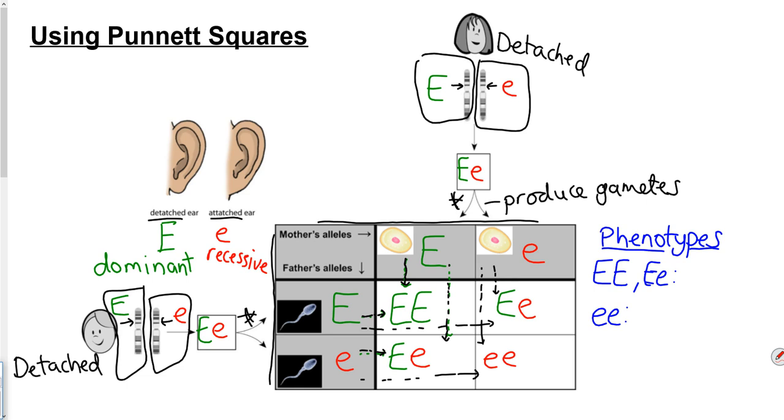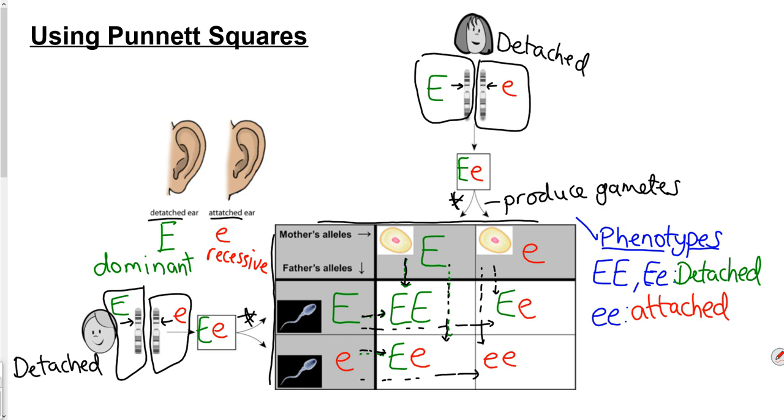In the example shown below, the genotypes big E big E and big E little e will both produce the phenotype of detached earlobes. So we need to identify this clearly in our answer. In this example, the genotype little e little e will produce attached earlobes. It is the only genotype that can do this. Remember, with a recessive allele, you need two copies in order to have the characteristic expressed. So, we've done our first job. We have expressed the phenotypes.